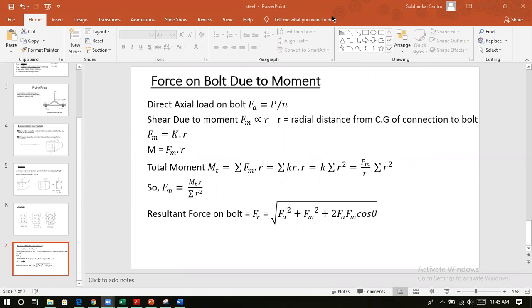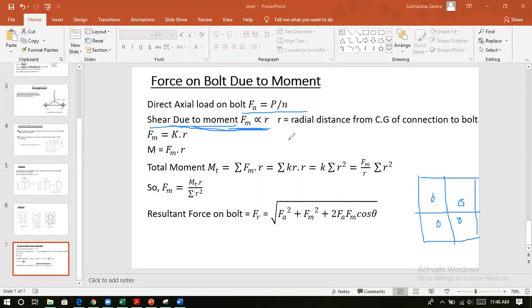Now as you can see, let me draw one first. Okay, so the direct axial stress on bolt will be Fa equal to P by N, that we have already seen in the previous slide. Now we have to keep one thing in mind, that the force due to moment is proportional to the radial distance from the CG of the connection. Okay. Now if this is the CG of the bolt connection, the radial distance of each bolt from its CG will decide what is the amount of force that is coming onto a single bolt. Now, for this bolt, this is the radial distance.